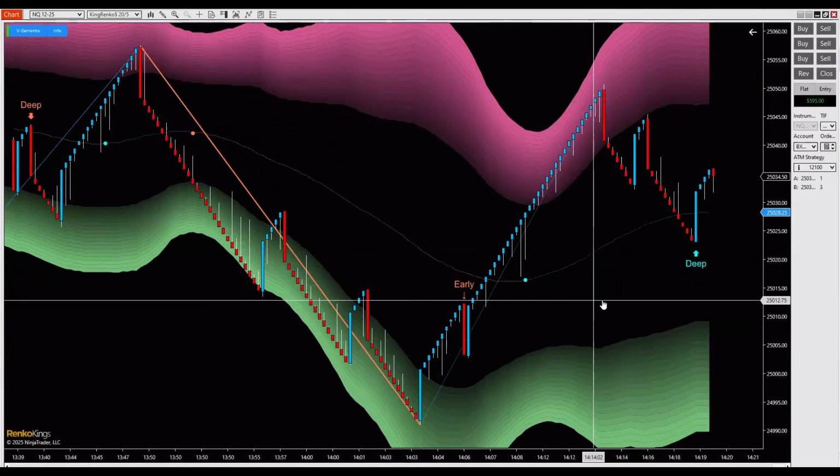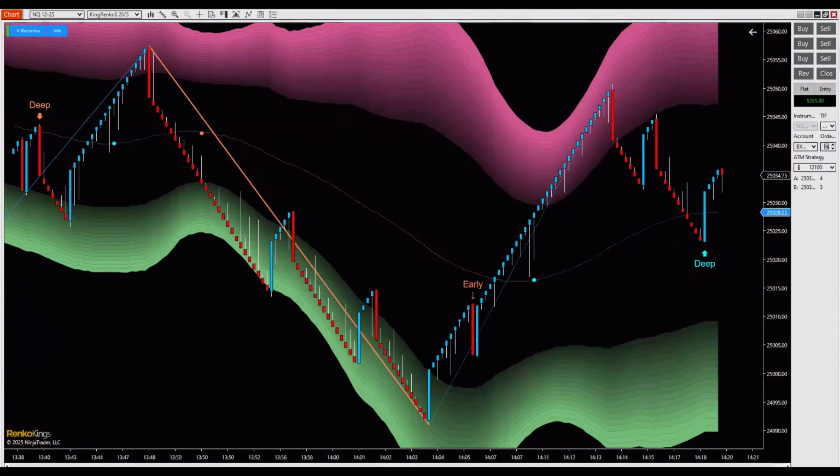And here we are. And this is actually the first, yeah, this is the first deep long. So this would have been a qualified trade.